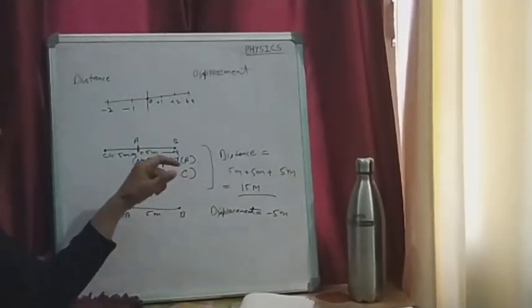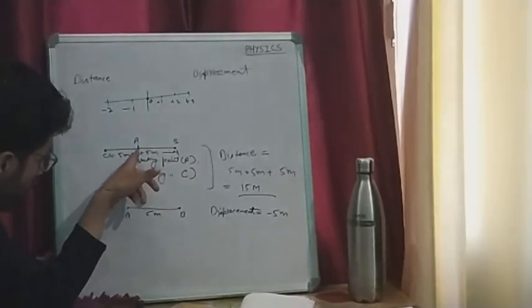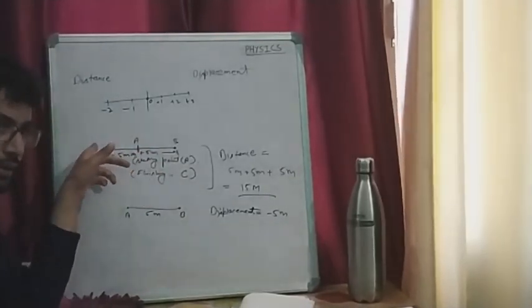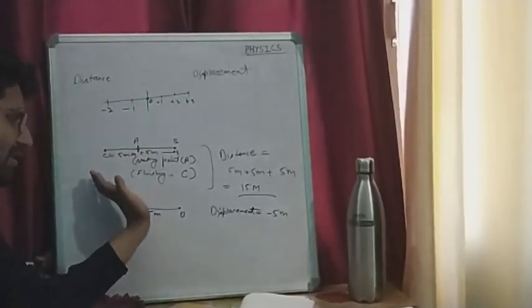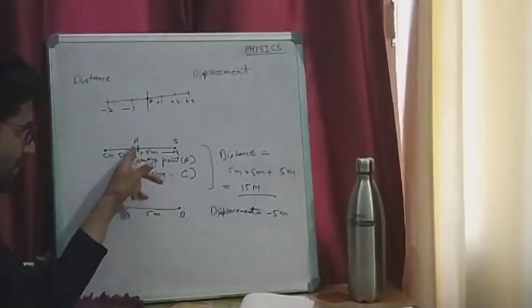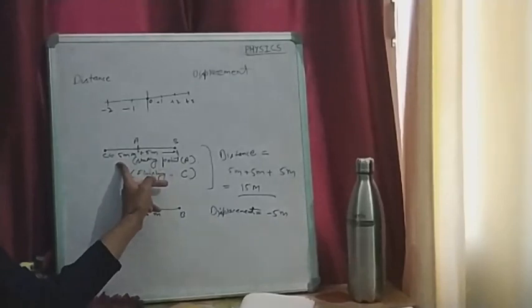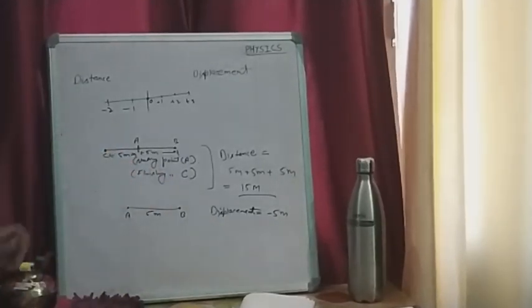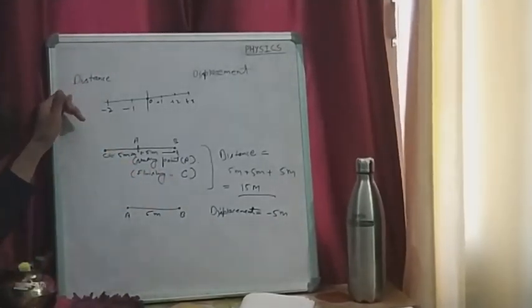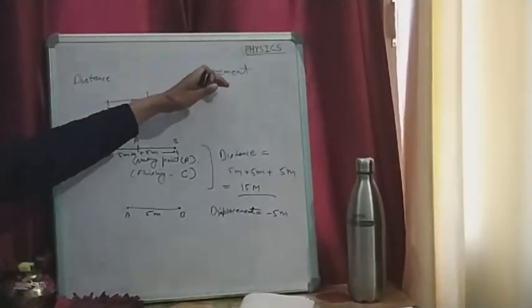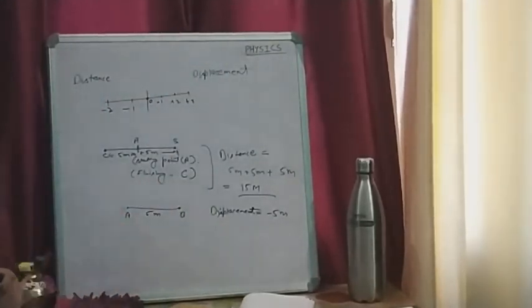No problem in that. But when we talk about A to C, what is the distance? Distance is 5 meter. What is displacement? Displacement from A to C is minus 5 meter. You should remember this thing: distance will always be positive, but displacement may be positive, may be negative.